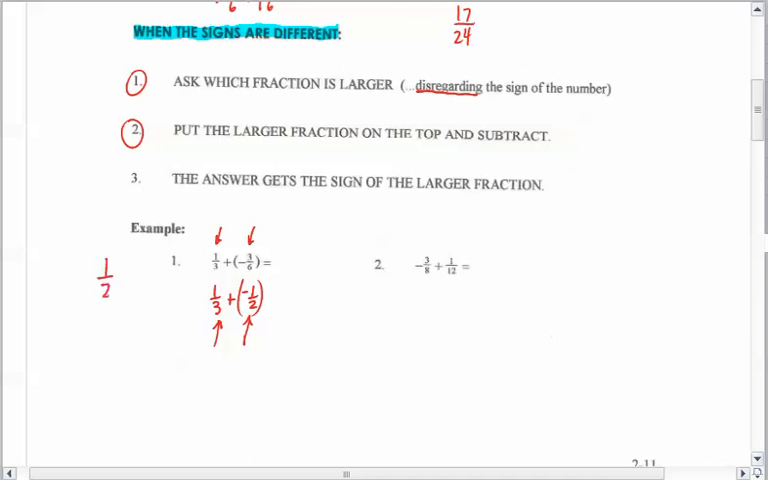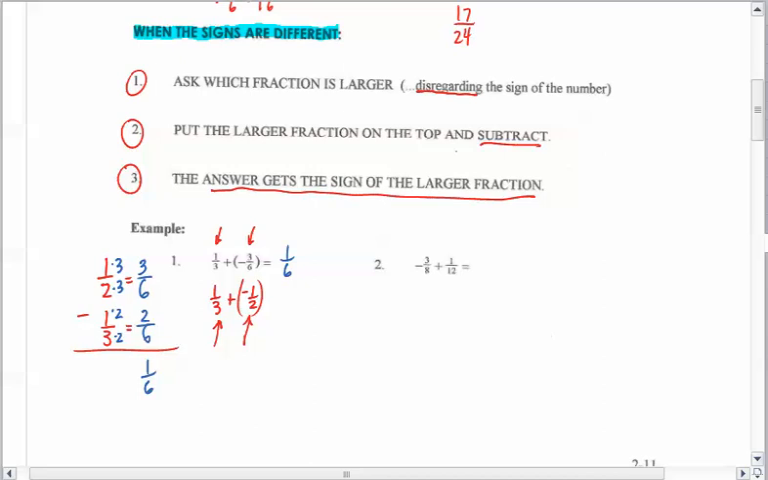So here I go. The larger fraction is a half, and then I'm supposed to subtract. Now, again, I'm putting it vertically. A little bit of old school here. I hope that it's not too old because I think it's really one of the best ways to subtract. Hope it hasn't been thrown out completely. All right, so my answer is 1/6. Now, the third step is the answer gets the sign of the larger fraction. Again, disregarding the sign. So which one was the larger one? Well, this one was larger. What was it? Negative, and therefore my sign is negative.